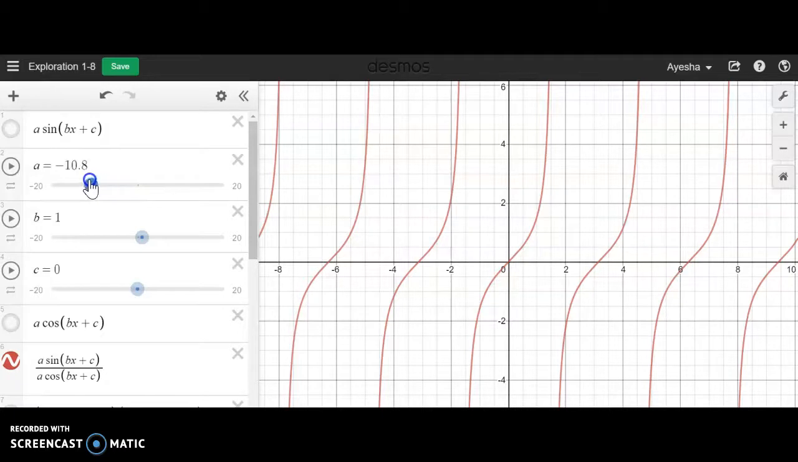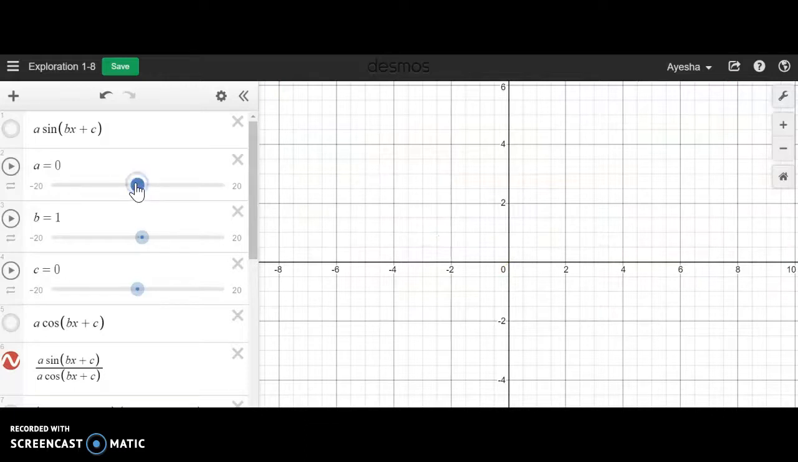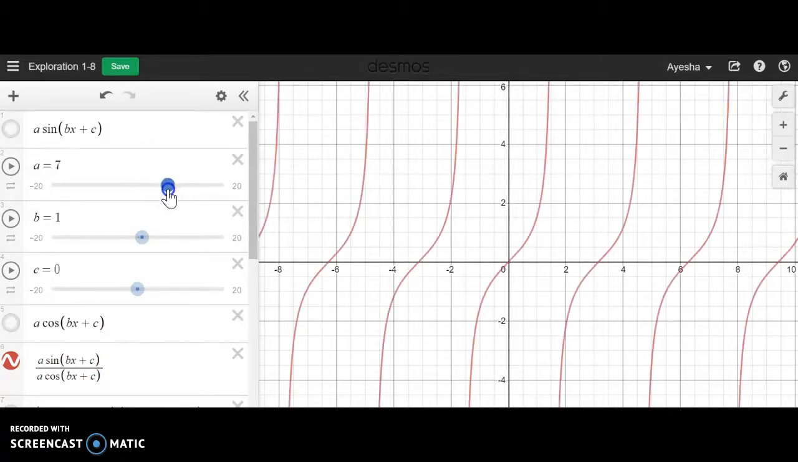Nothing is happening except when a is 0. That makes sense because 0 over 0 is not something that can happen, so we aren't going to have a graph for that. But when we change the value of a, nothing's happening except when we have a equals 0.